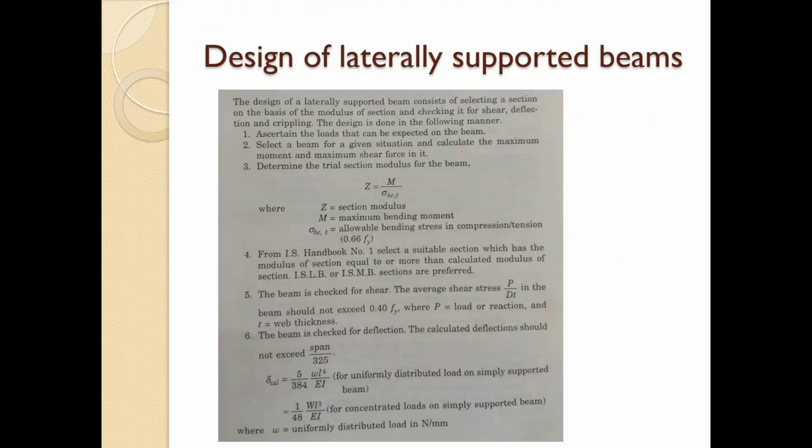Now the design of a laterally supported beam. The design of a laterally supported beam consists of selecting the section on the basis of the section modulus and checking for shear, as I told you earlier, deflection and crippling. So for three cases we have to check: shear, deflection, and crippling. So the design is done in the following manner.